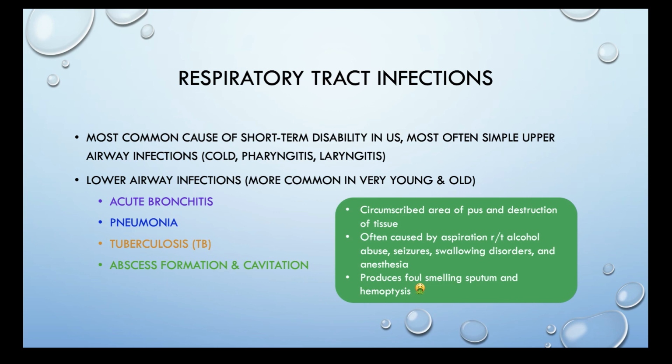And then we have abscesses. Ugh. So this is a circumscribed area, which means it's a specific area. It's full of pus. It destroys the tissue in that area, forming this cavitation. It's often caused by aspiration related to alcohol abuse. You have your alcoholics passing out, aspirating, your seizure patients that aspirate when they're having a seizure, people with swallowing disorders, and people from general anesthesia having aspiration issues coming out of the anesthesia.